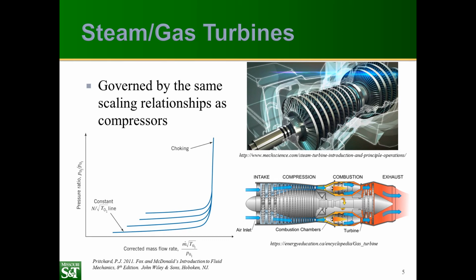They do have a very well-defined choking limit, where as the pressure ratio increases, you cannot continue to increase the mass flow rate. So you can definitely see the maximum mass flow rate that you can produce through one of these systems.